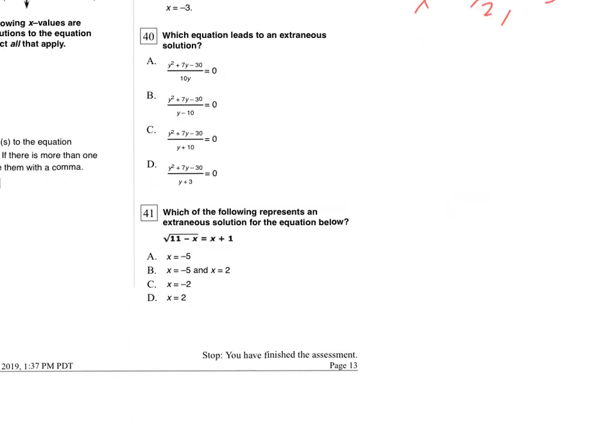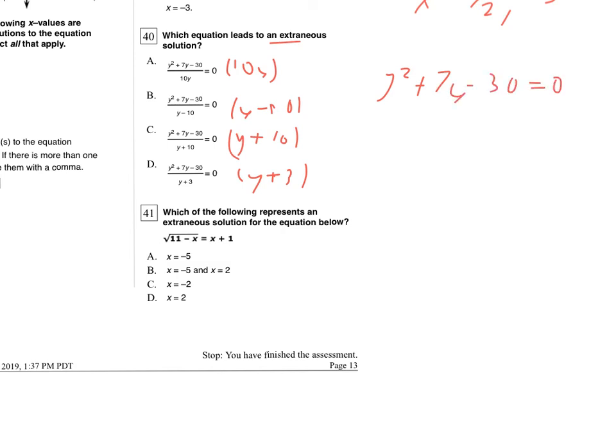All right, next one here says, which one of the following leads to an extraneous solution? So on these ones, extraneous solutions make the denominator 0. So on all of these, we can actually multiply the denominator over. And so then we're just solving the numerator. And it looks like all of those numerators are the same. So any way I look at it, I'm solving this equals 0, just multiplying the denominator over. So I would go ahead and factor this to y plus 10, y minus 3. So y equals negative 10 and y equals positive 3.